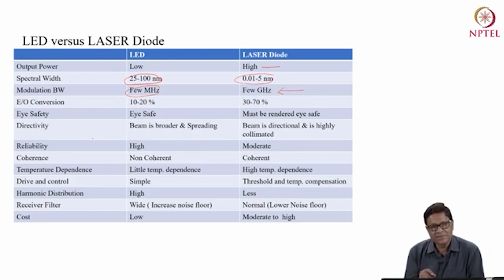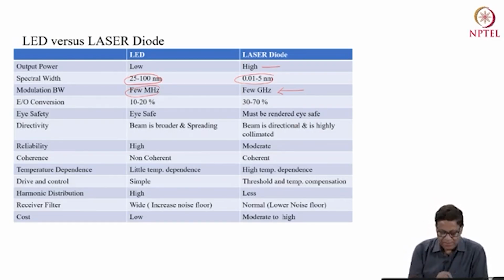We discussed when we were discussing LED that the beam is broader and is spreading, whereas the laser diode is spatially coherent, and that is why the beam is directional and is highly collimated. The reliability of an LED is very high. Laser is moderate because there are some mirror elements, which make the reliability a little low as compared to an LED. But even then, the reliability of a typical laser diode is quite high. The coherence: an LED is a non-coherent source. We had a good discussion about the coherency part, and the laser diode is coherent. We discussed both the temporal coherence and the spatial coherence.